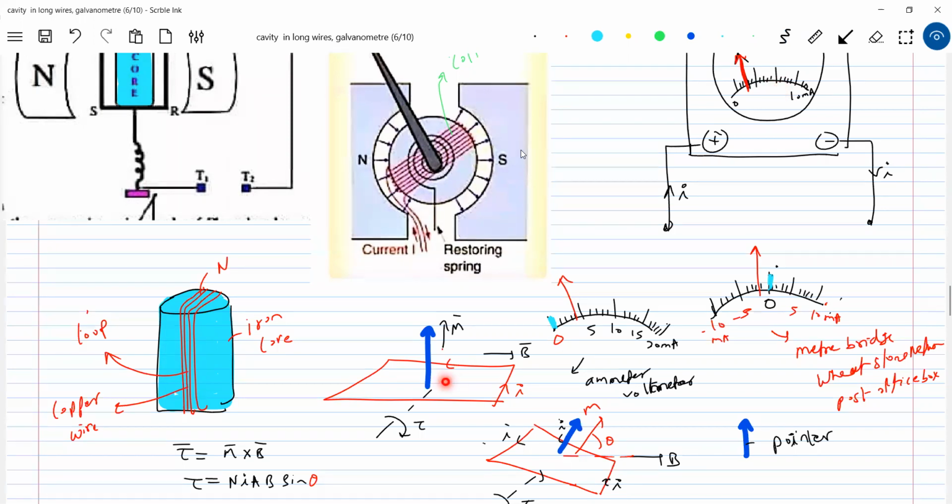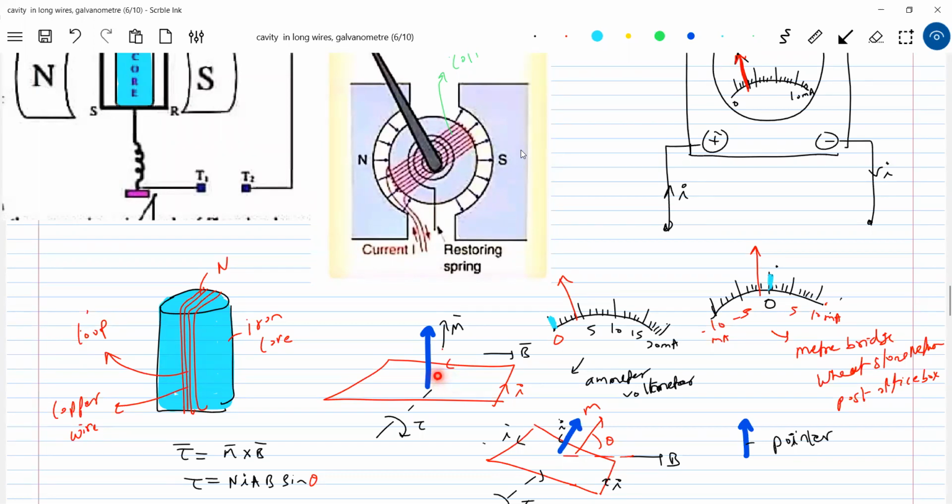The loop will continuously start rotating. Though you make the current zero, due to inertia of motion, due to acquired angular velocity, it will continue to rotate. So tell me what I should do here. I should bring some other torque which will balance this. As the loop rotates, an equal and opposite torque should be set up and it should immediately be brought to rest.